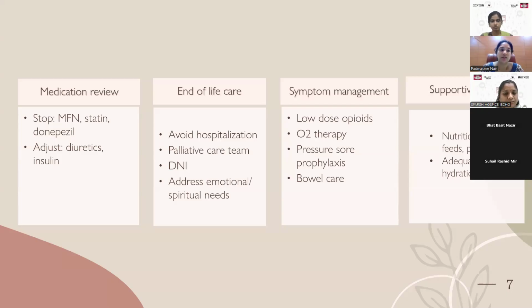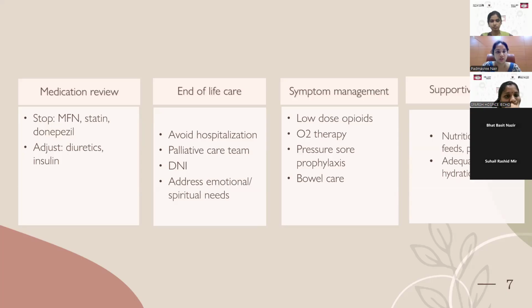So, we've stopped that. Statins and donepezil at this age, 89 years, may not help him as much as we expected them to. So, we've stopped both of those. We've adjusted his doses of diuretics and insulin because he's not taking enough orally. We've reduced the dose of insulin so that he doesn't have hypoglycemia. And diuretics, again, it becomes a distressing symptom if he has to go to the washroom recurrently because of taking a diuretic. So we've reduced the doses of that as well.